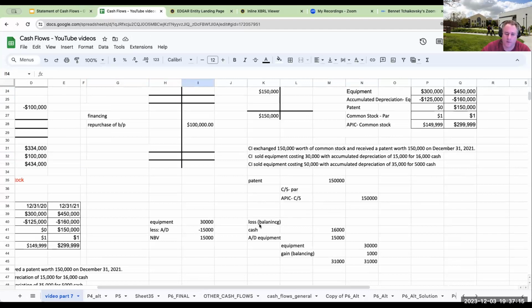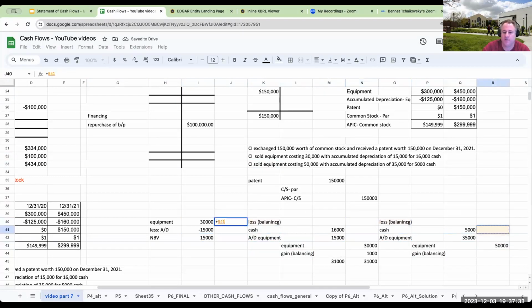Let's go to our second one. Our second sale of equipment is right over here. I sold equipment costing 50,000 with accumulated depreciation of 35 for $5,000 cash. Well, in this case over here, the equipment had a cost of 50, accumulated depreciation of 35, value of 15. I only sold it for 5. So over here, I'm going to have a loss for $10,000.